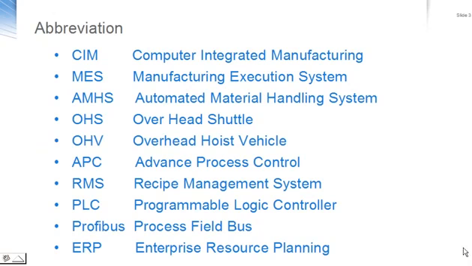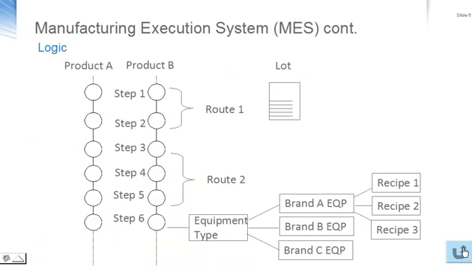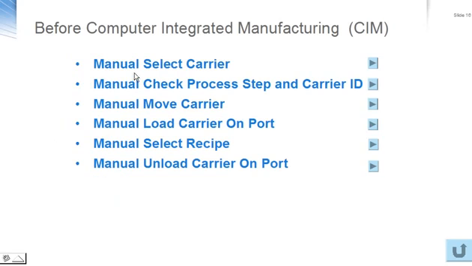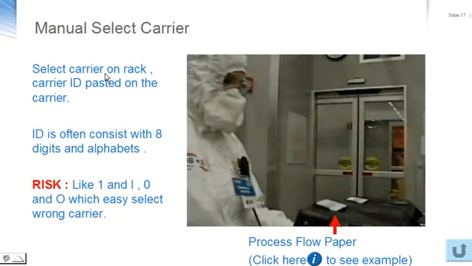Now we will introduce... okay, we have finished the architecture of the CIM, and then we introduce computer integrated manufacturing, the CIM. Before we have this system, we manually select the carrier. Select the carrier on the rack. The carrier ID is passed on the carrier.